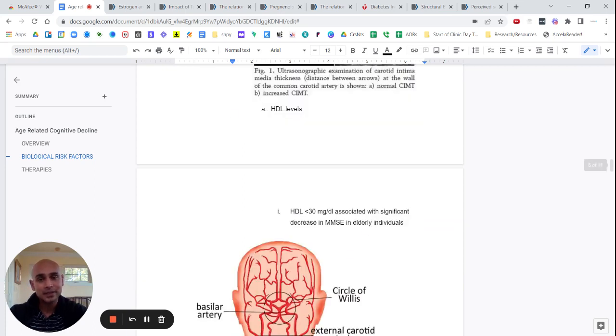In addition, if you look at your lipid panel and your HDL is less than 30, that's also associated with a significant decrease in mini mental status exam scores in elderly individuals, which is a marker of cognition. HDL, of course, is the lipoprotein that's important in moving cholesterol from the periphery to the liver.